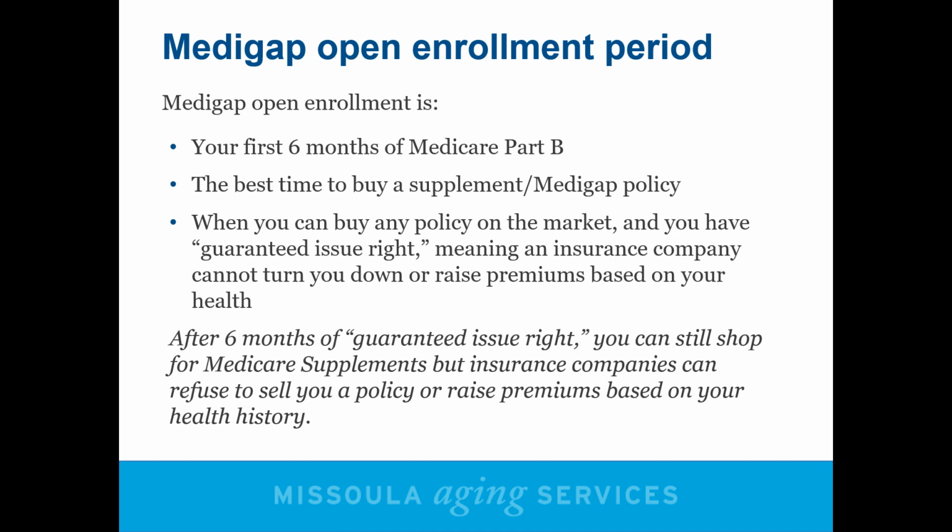And guaranteed issue rate means that you can buy any one on the market. They can't turn you down no matter your health history. So if you've had diabetes, you've had cancer, you've had a heart attack, they cannot turn you down. After that period, you can still shop, but you want to be aware that the insurance company at that time has the right to tell you no. They can turn you down, or they can raise premiums based on health issues. So if your plan is making you miserable, by all means shop, but just be aware you might not have that golden opportunity to get any policy you want.